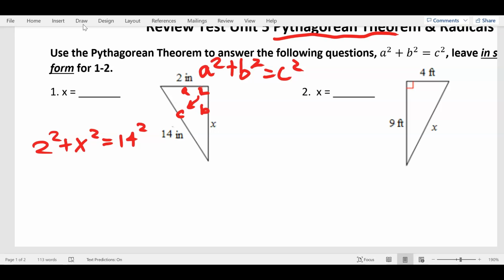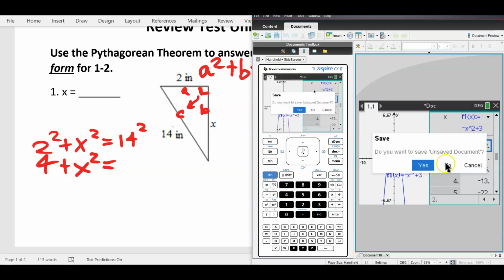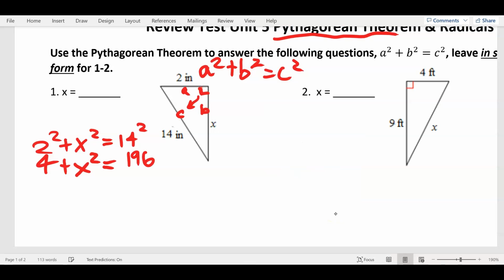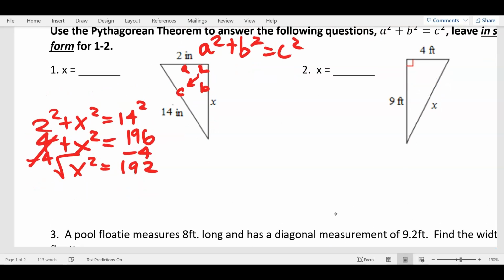Let's square these. 2 squared is 2 times 2. We get 4. Now, x squared equals now 14 squared. If you don't know, calculate your friend. Go in here and type 14, squared button next to it, 196. Now, when you're solving for x, when you have a missing leg, you need to subtract after you've squared. So I get x squared equals 192. And my last step to get rid of a square is to square root both sides.